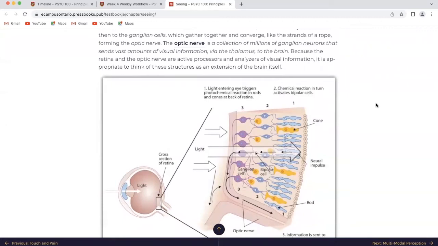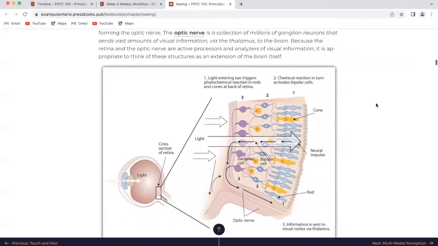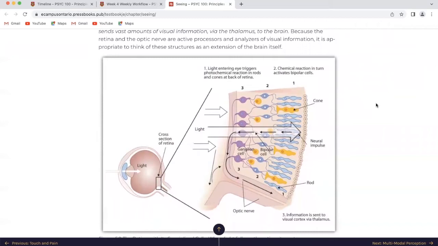The optic nerve is a collection of millions of ganglion neurons that send vast amounts of visual information via the thalamus to the brain. Because the retina and the optic nerve are active processors and analyzers of visual information, it is appropriate to think of these structures as an extension of the brain itself.